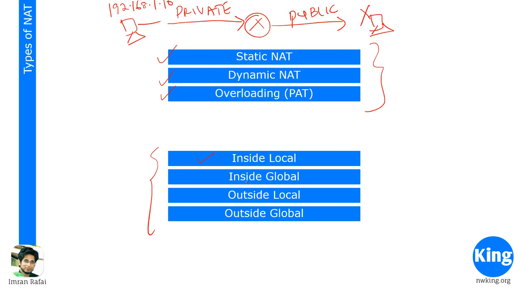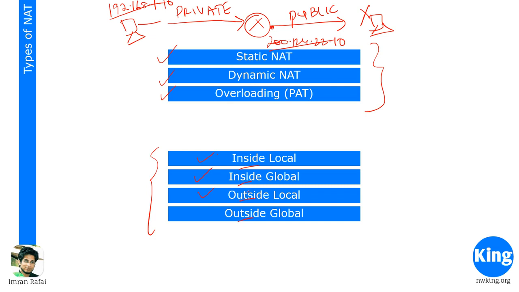Inside global: if this packet goes to the internet, what is it globally known as? So let's say this is 200.124.22.10. So inside global is going to be this address. Inside local is the private IP address. Inside global is the public IP address which it is going to be translated to. Outside local: outside is referring to the destination. So just remember, inside is referring to the source and outside is referring to the destination.